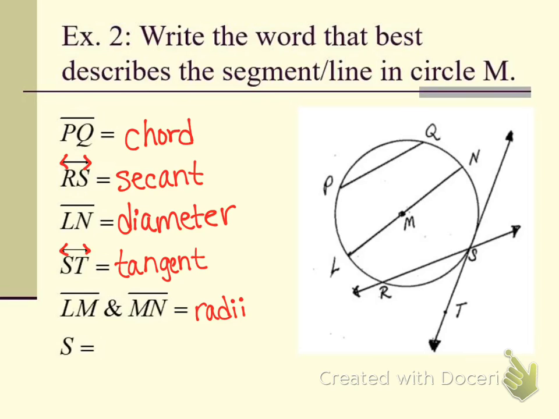And then finally, we've got point S. Point of tangency. So point S would be the point of tangency. It's that one spot. Oh, we're using our specific definitions. Point of tangency.